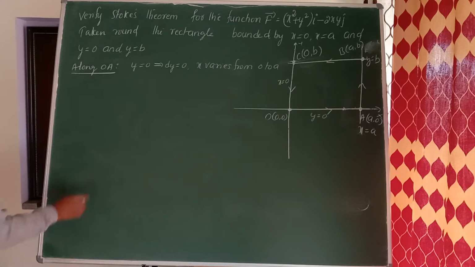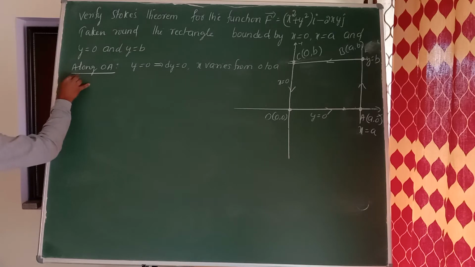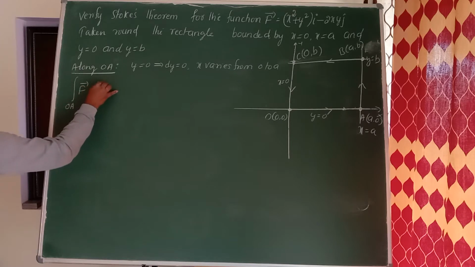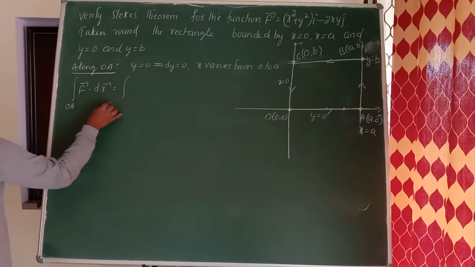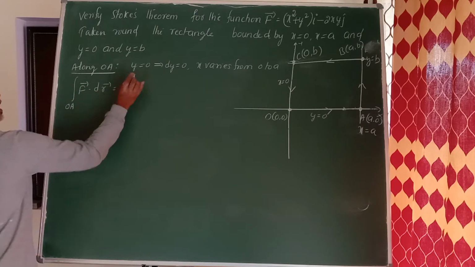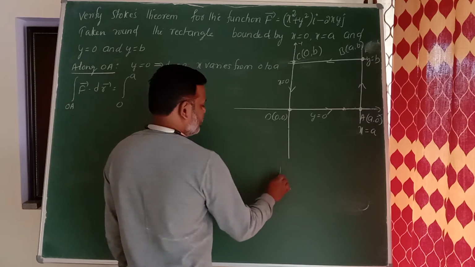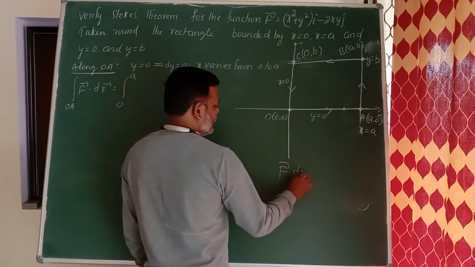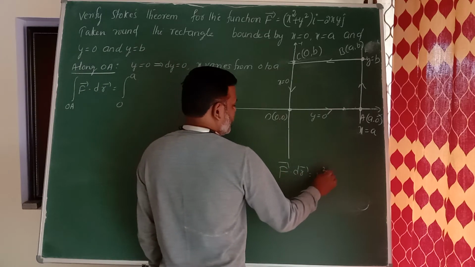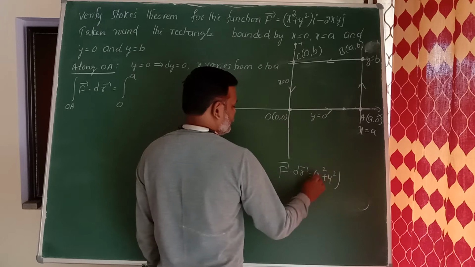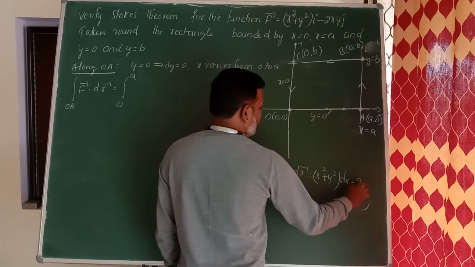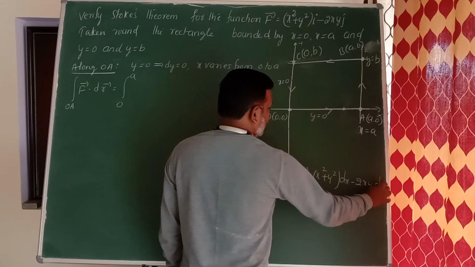Now the curve along OA: the integral over OA of f dot dr, taken along OA from 0 to a. So y is equal to 0, dy is equal to 0. Here I can take f dot dr, which we already know is (x square plus y square) dx minus 2xy dy.